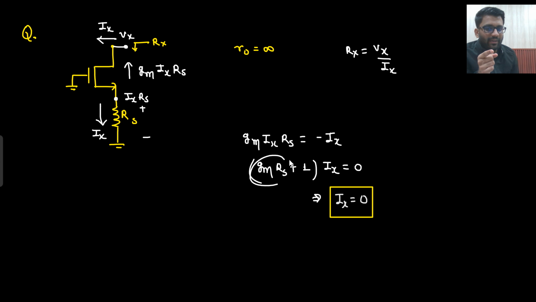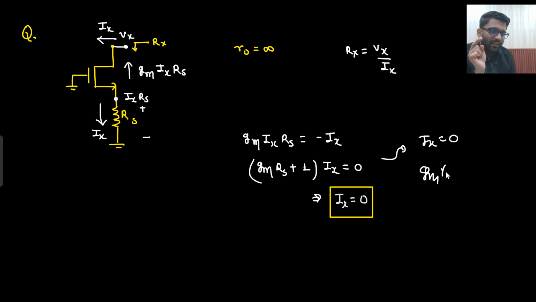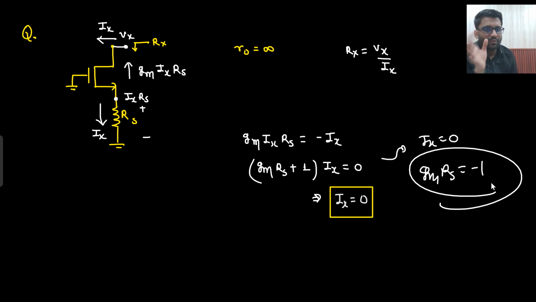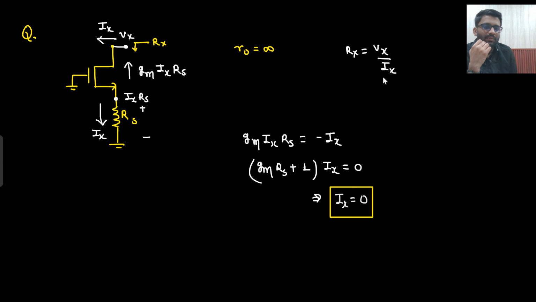This GmRs is depending upon you. If you solve this circuit, there are two possibilities, no? Either Ix can go to 0 or GmRs can go to -1. But RS is something, any random RS I am putting, and Gm is depending on the biasing parameter, but it's not necessary that it will always be equal to -1. It can be equal to anything. So that means certainly Ix has to be 0. So if Ix is 0, what will you get? Vx by 0, that is equal to infinity.